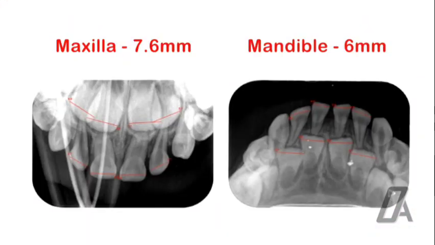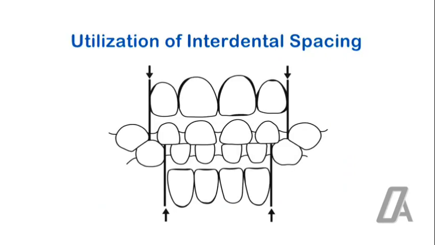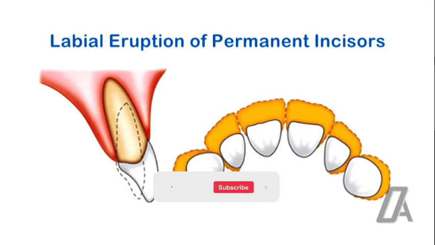On average, the incisor liability is 7.6 mm in the maxilla and 6 mm in the mandible. This discrepancy is compensated through 3 mechanisms. Increase in intercanine width. During eruption of permanent incisors, there's a 3 to 4 mm increase in arch width. Utilization of interdental spacing. Existing spaces, including primate spaces, accommodate the larger incisors. Labial eruption of permanent incisors. Since permanent incisors are more proclined, they occupy a wider arch form, providing additional room.